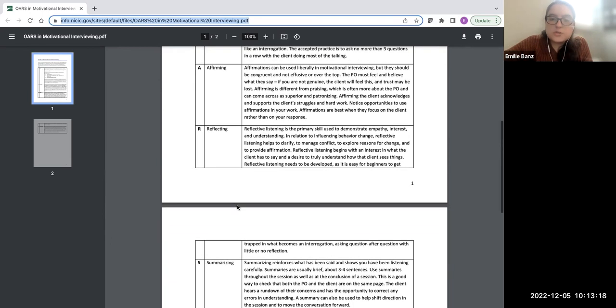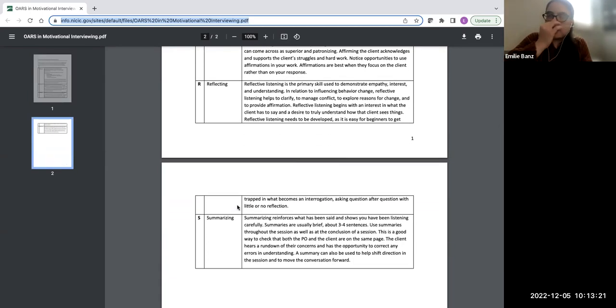The other 2 skills are reflecting and summarizing. And reflecting and summarizing are kind of similar, but also different. So when you're reflecting, you're listening to demonstrate that you're understanding what the person's saying. Sometimes this can be likened with active listening. But when you're reflecting, you're acknowledging like, oh, wow, that sounds like, or you feel angry, you feel frustrated, or you're sort of giving a little summarization of what the person is saying, right?